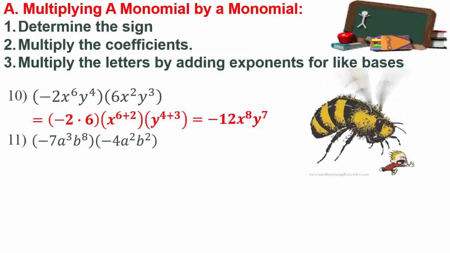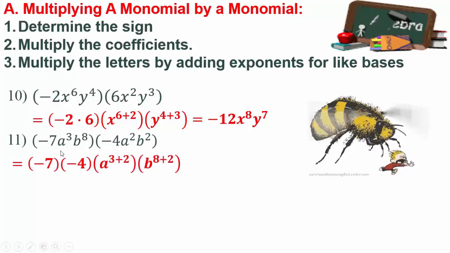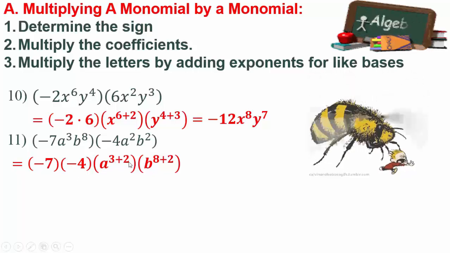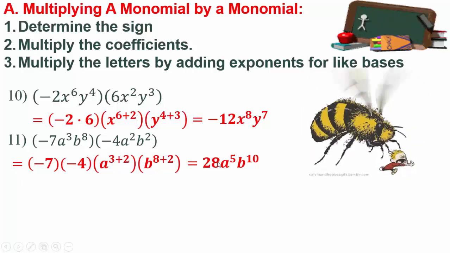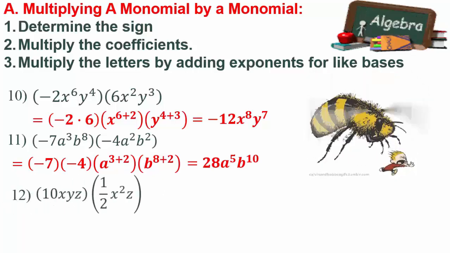In reviewing what we just did on the whiteboard in number 11, here we have our coefficients. And remember that a negative times a negative is equal to positive. Here I have my a's, so I added up my exponents, and my b's, and I added up my exponents. So I got positive 28, and of course 3 plus 2 is 5, and 8 plus 2 is 10 for the b's power. In number 12, here we have a fraction, and yes, fractions do happen.